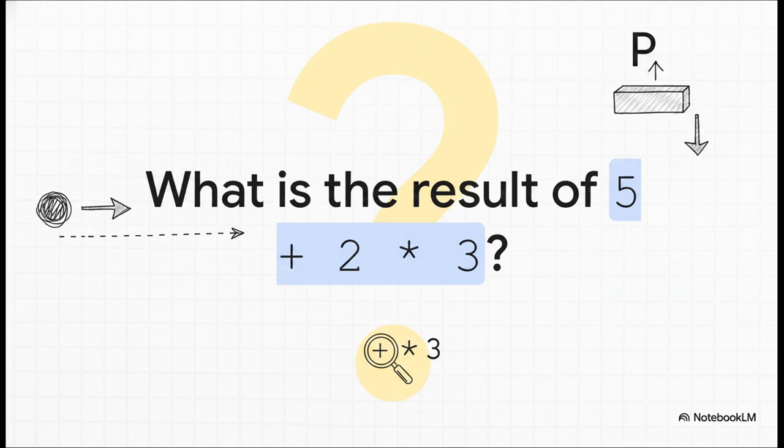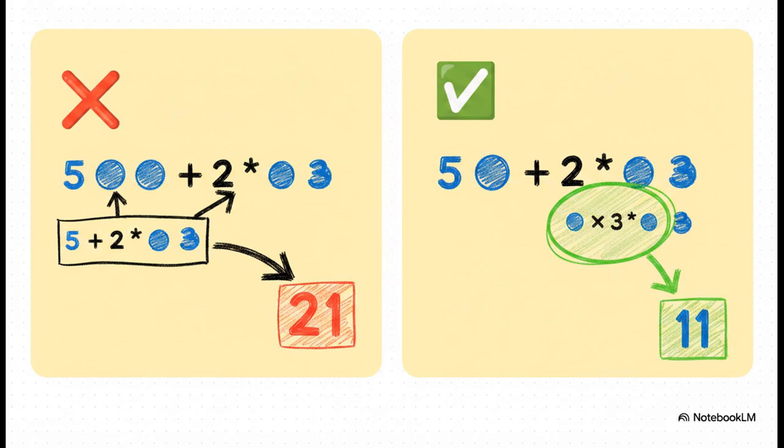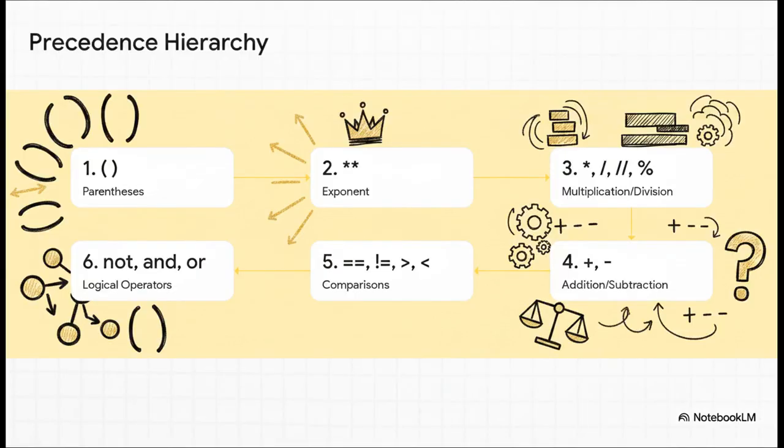This right here is where precedence is absolutely everything. And here's the classic mistake. If you just go left to right, you do 5 plus 2, which is 7, then multiply by 3 and get 21. But that's wrong. Because of precedence, multiplication has a higher priority than addition. It gets to go first, so the computer actually multiplies 2 and 3 to get 6, and then it adds the 5, giving you the correct answer, 11. Big difference, right?